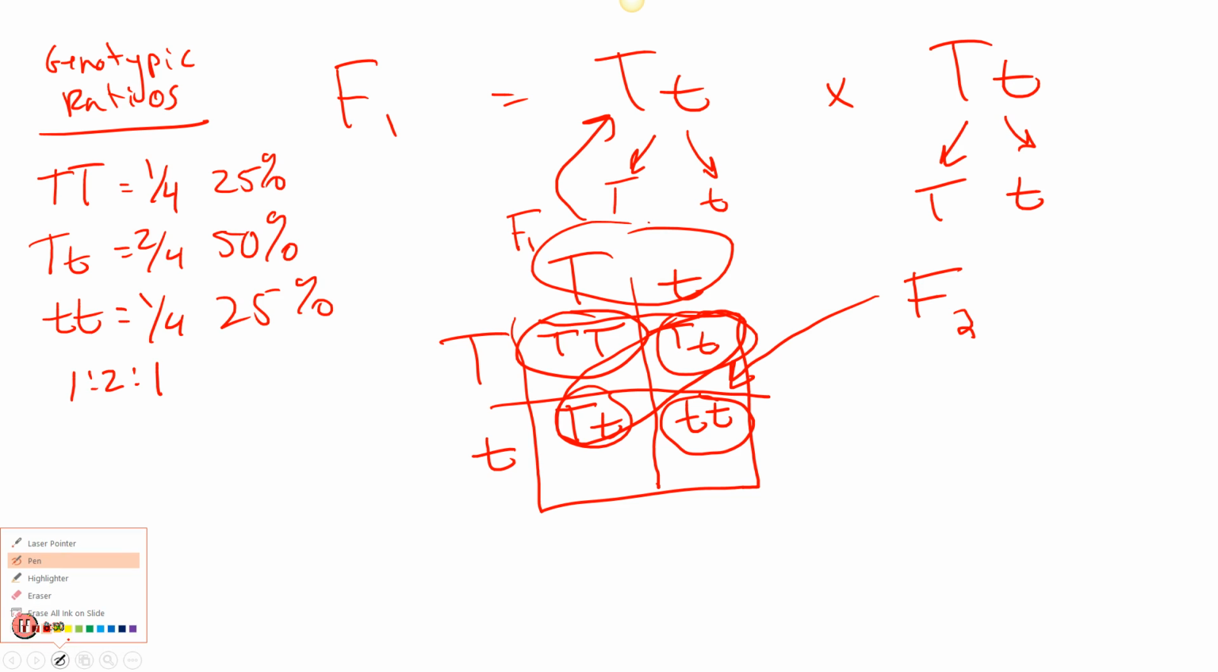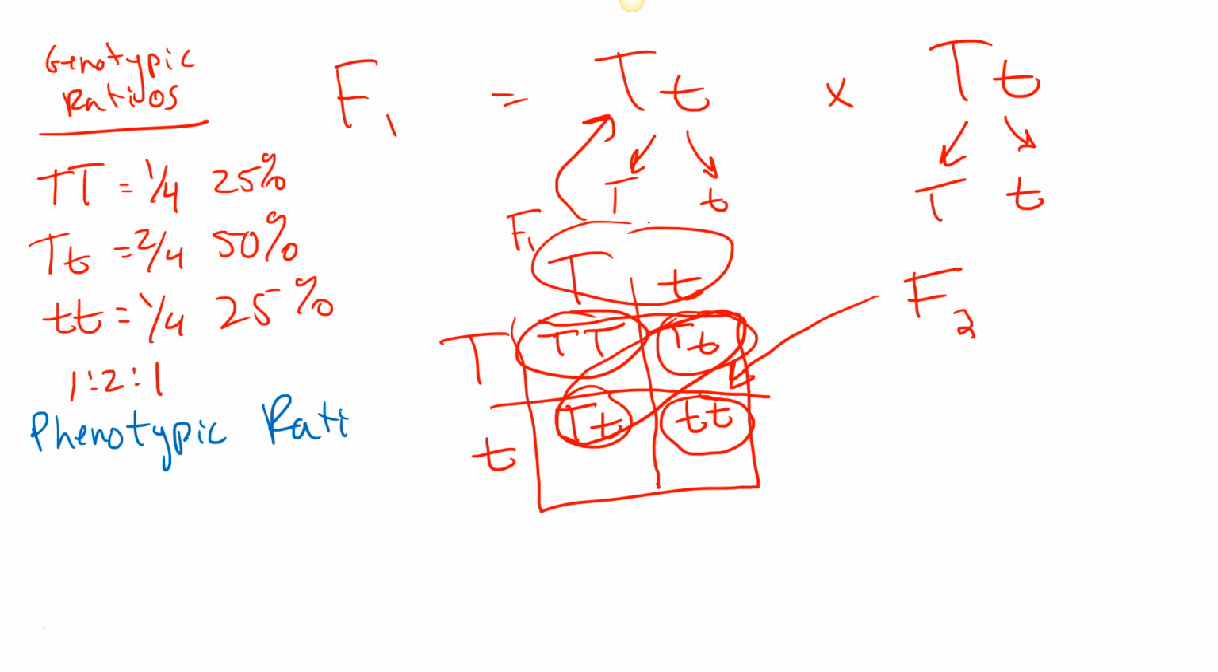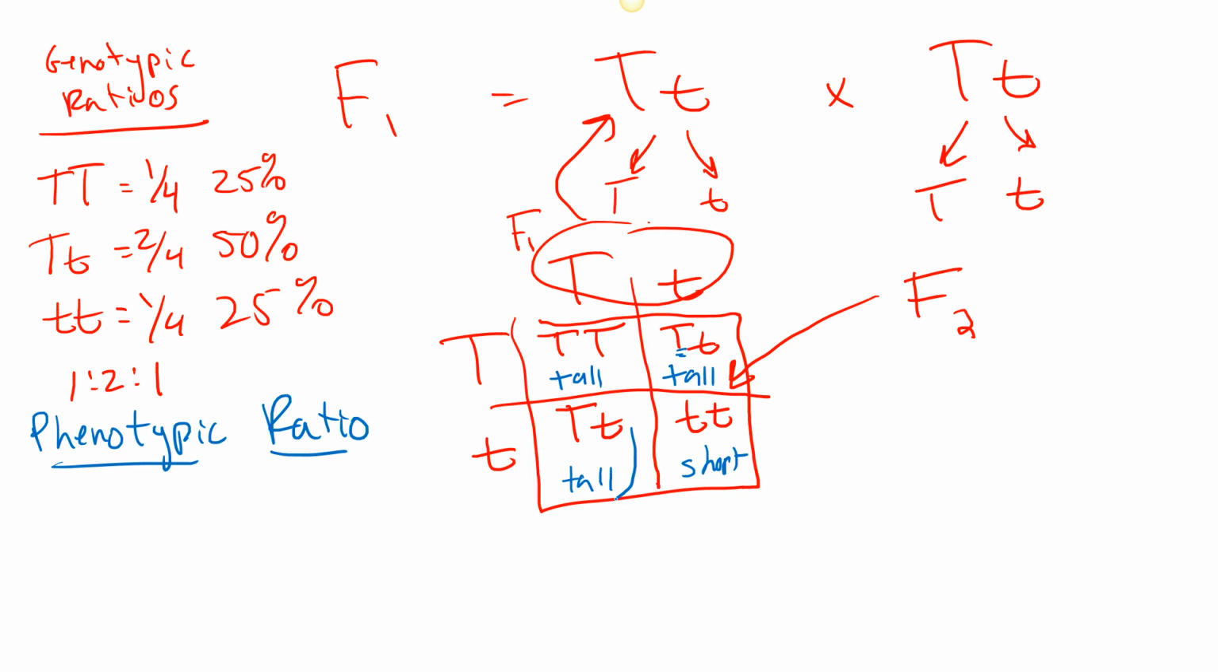Now let's look at the phenotypic ratio. It's a little bit more interesting. Let me clean this up a little bit. Well, this guy's going to be what, class? He's tall. That's his phenotype. This guy's phenotype is? Tall. Because the dominant one masks the recessive one. This one will be? And this one is? Short.